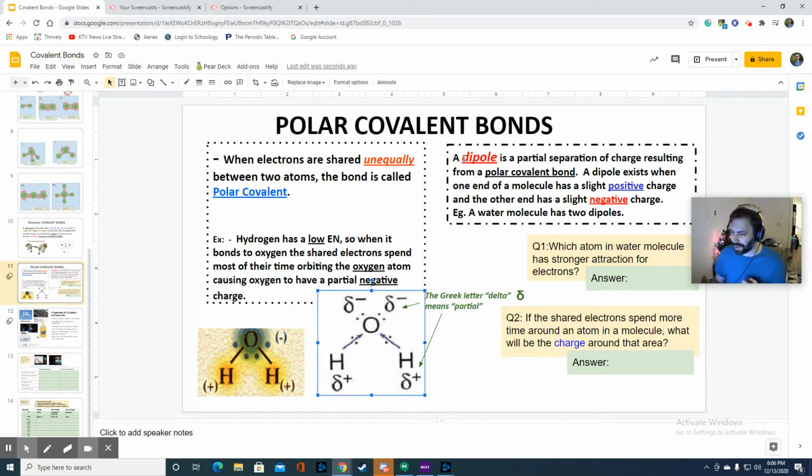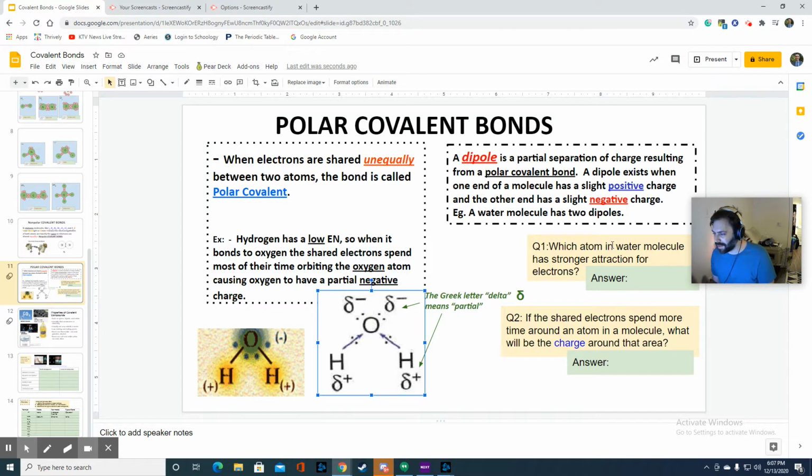Another important term is a dipole. A dipole is a partial separation of charge resulting in a polar covalent bond. A dipole exists when one end of a molecule has a slight positive charge and the other end has a slight negative charge. So water here has two dipoles. There's a slight positive at this hydrogen, a slight negative at the oxygen, and a slight positive at this hydrogen, and a slight negative at the oxygen again. So two dipoles.